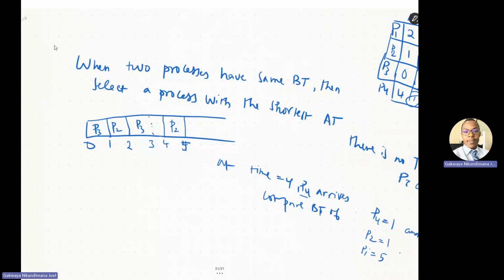So here we selected P2. Why did we select P2? Because the arrival time, AT, is equal to 1. When we compare, 1 is less than 4, so we select P2, and P2 has only one time to execute, meaning one burst time. So P2 completed.